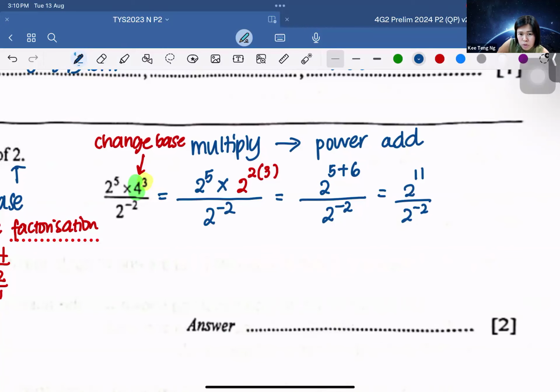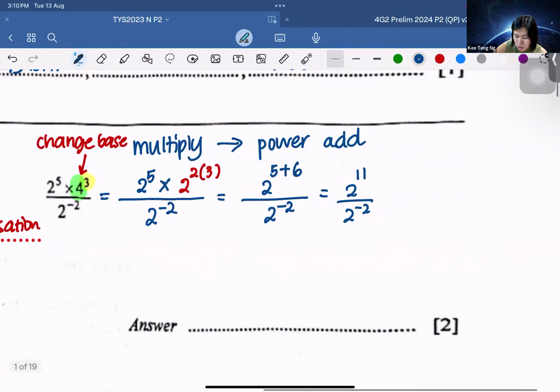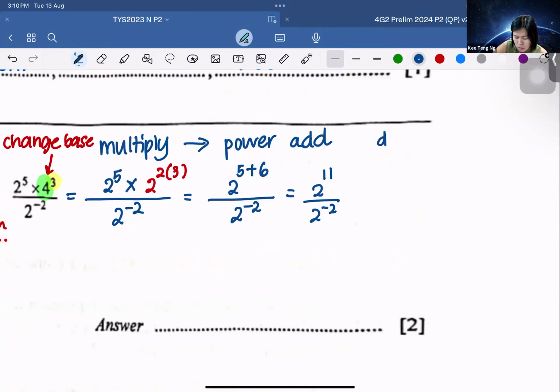Now what happens when we do division? Multiply, the power add together. What happens when I do division? What will happen to the power? Yes, the power will minus. Thank you very much, Elise. Okay, the powers minus each other.